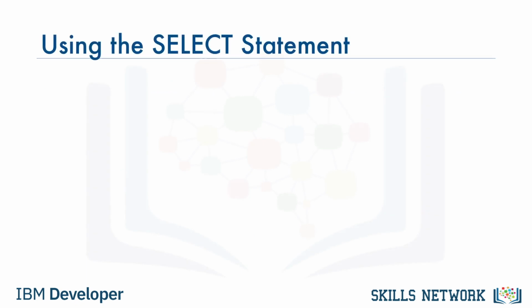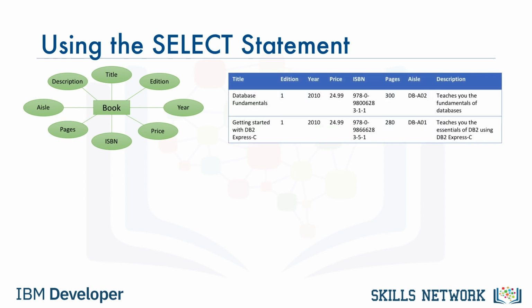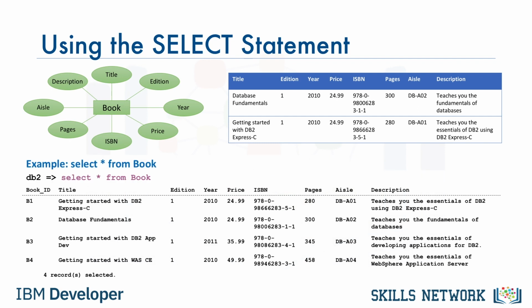Based on the book entity example, we would create the table using the entity name book and the entity attributes as the columns of the table. The data would be added to the book table by adding rows to the table using the insert statement. In the book entity example, select star from book gives a result set of 4 rows. All the data rows for all columns in the table book are displayed.